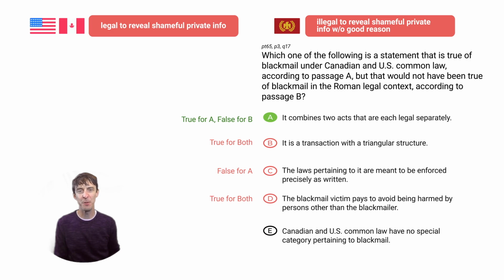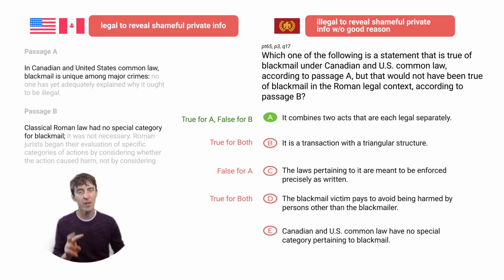E is actually messed up on multiple levels. The simplest one for us to understand is that it's really the opposite of the task. This is an idea that would be false for Passage A, but true for B. We know that in Passage A, blackmail was unique, and so it's probably fair to say it does live in a special category. Meanwhile, we know in Passage B that there was no special category for blackmail, so this would definitely seem to be true for Passage B.